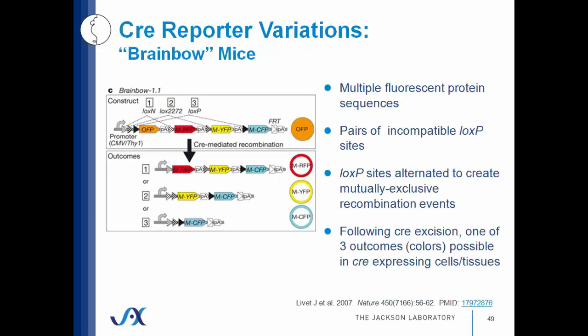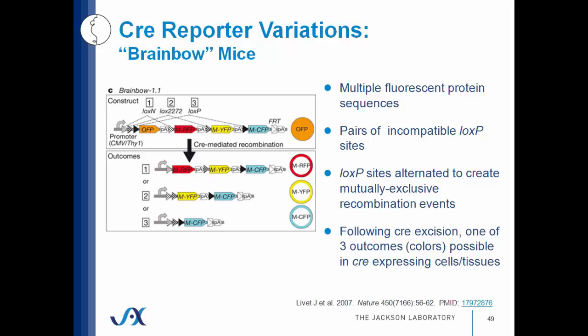So this has led to one of the most visually spectacular and probably most inventive uses of the Cre-lox system, which would be the Brainbow mice, in which these researchers put multiple fluorescent proteins in the transgene construct separated by pairs of incompatible LOXP sites. So in these mice, what will happen is, following expression of Cre, you can get 3 different outcomes.